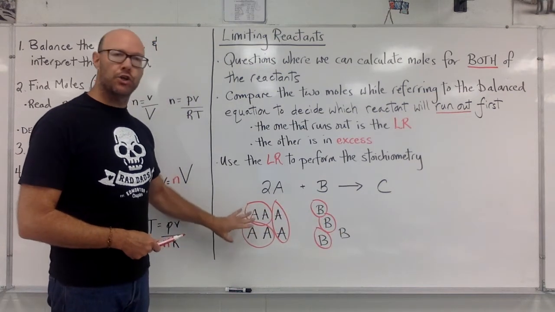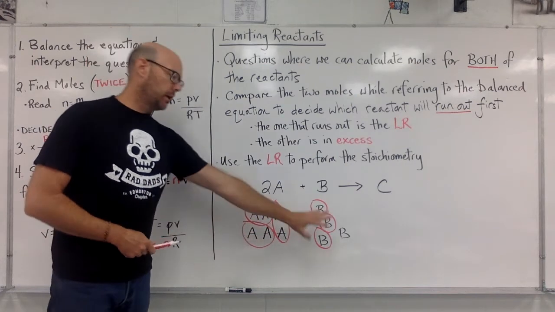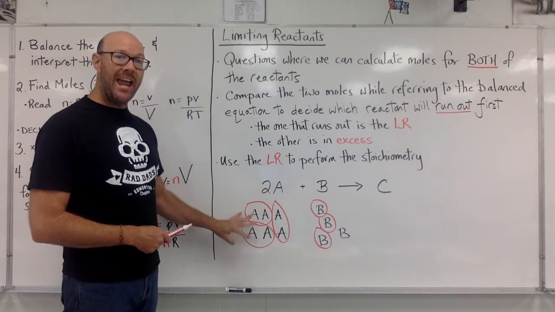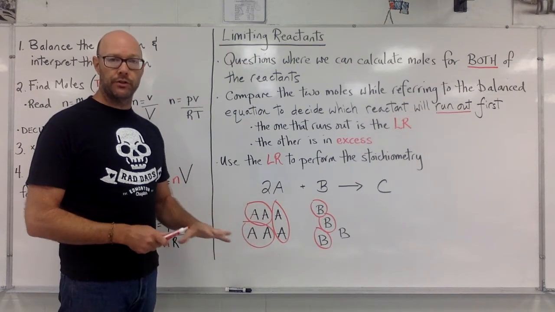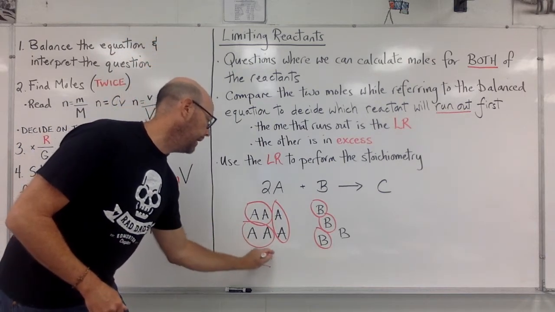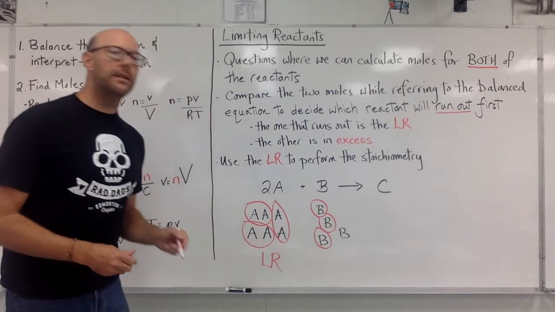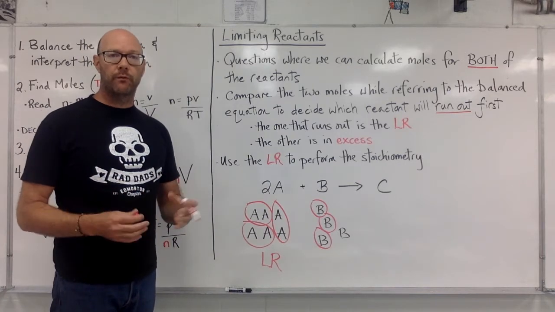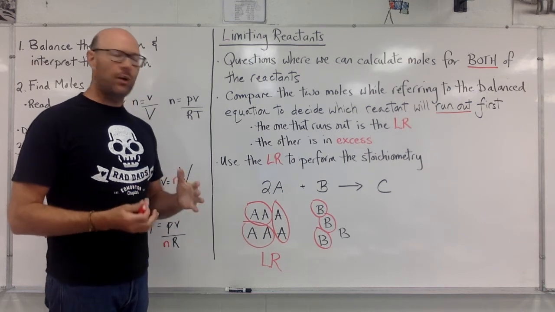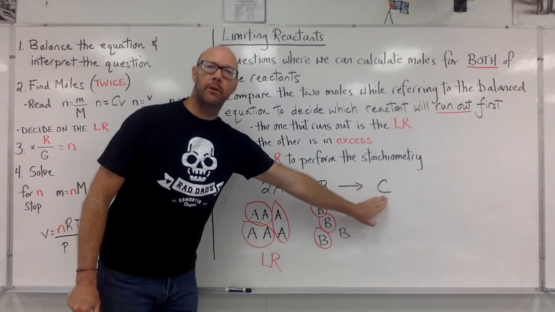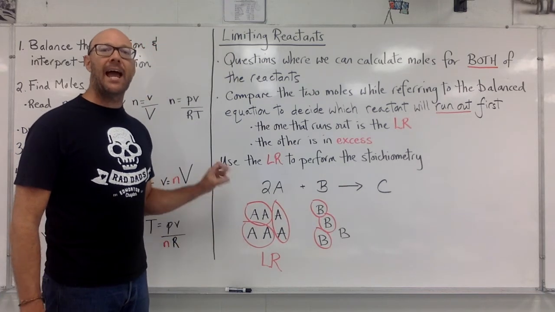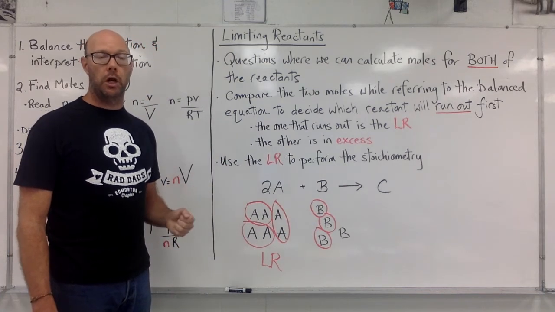Even though this was a larger number originally, 6 compared to 4, because of the way that the equation is set up, A is actually going to run out first. So in this particular example, chemical A would be the limiting reactant because it runs out first. It is completely consumed by the reaction. Any question that I needed to answer about chemical C, I would need to use the limiting reactant, use A as my starting point for the stoichiometry.